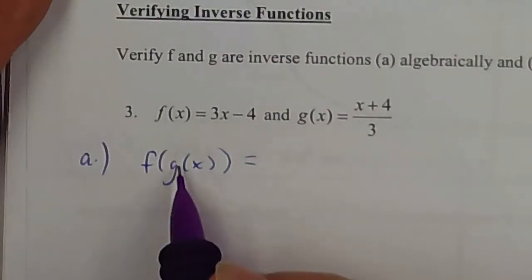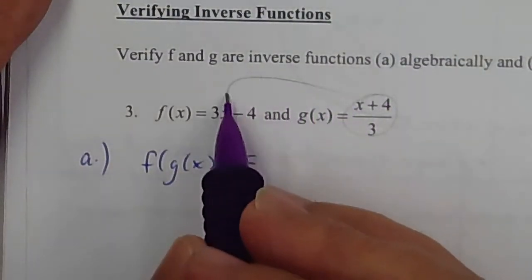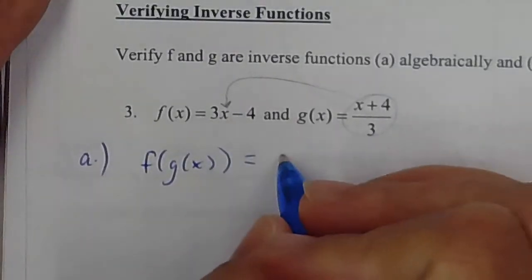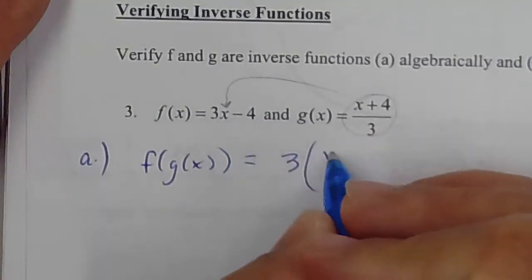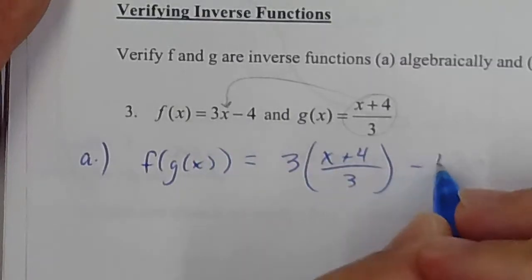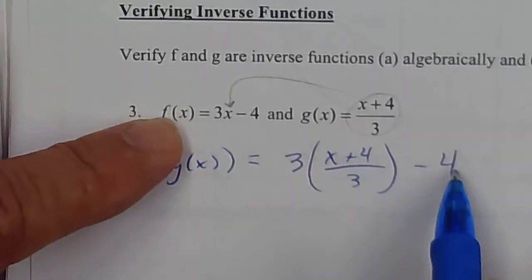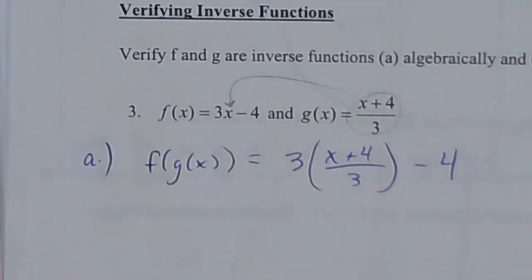Okay, so if G has to go into F, then I'm taking this function here and I'm going to throw it in right here. So that's going to look like this: 3 times X, but instead of X, I need to throw in all of G of X. So there's 3x minus 4, but instead of X, I threw in G of X there.